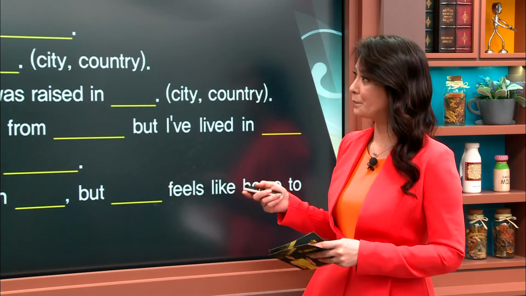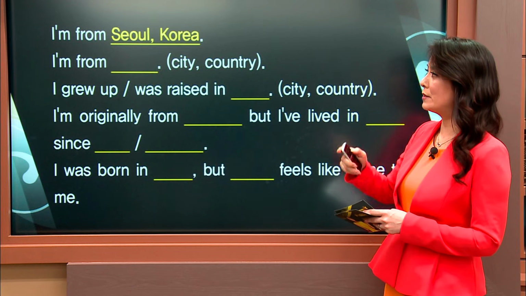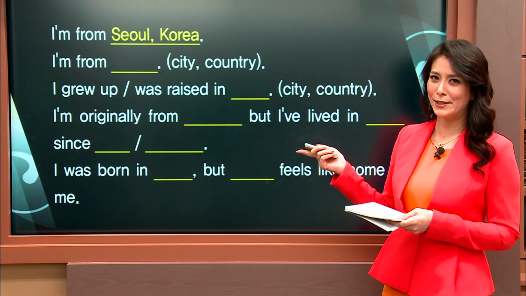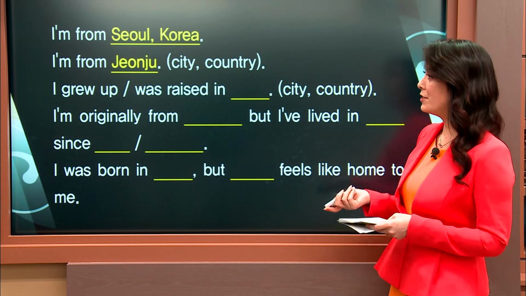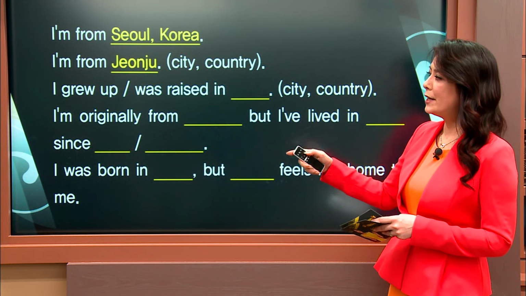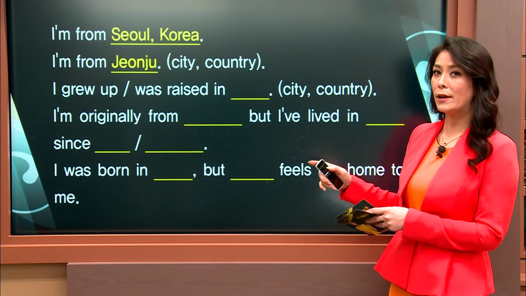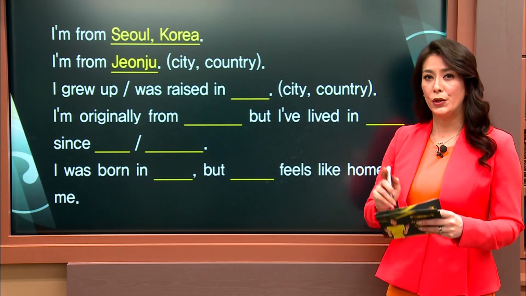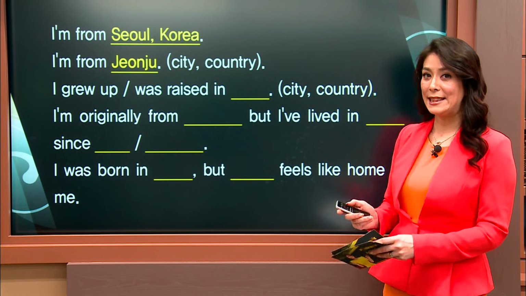All right, here we go. Now, the very simple ones, once again, I'm from so-and-so. I'm from Seoul, Korea. It's very easy. Moving on to this, I'm from Jeonju. I'm from Jeonju. What about this one? I grew up, or I was raised in a city or a country. Meaning, you were raised, you grew up as a child in that area.